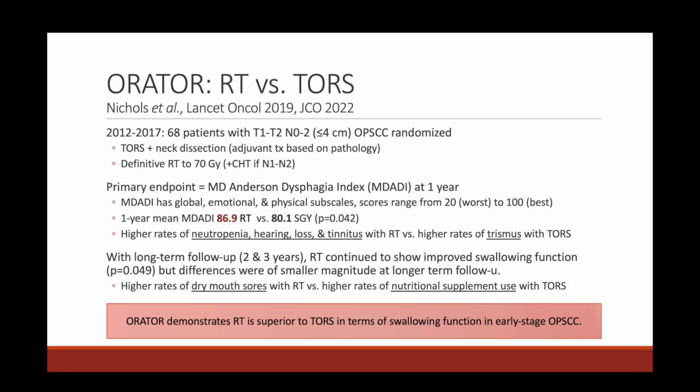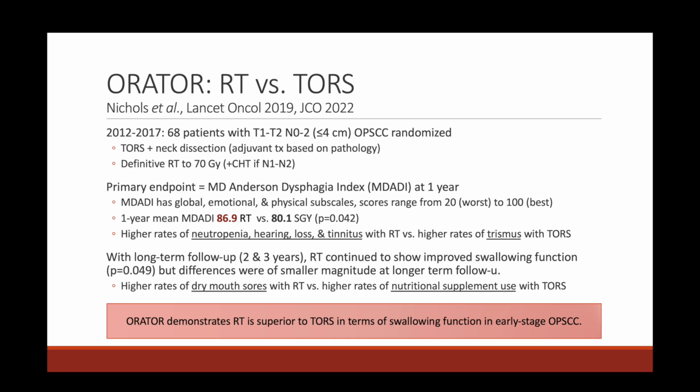And these patients had to have T1 to T2 tumors. They had to be N0 to 2, and the tumors had to be 4 centimeters or smaller. And like I said, they were randomized to surgery and neck dissection versus definitive radiation, and they did get concurrent chemotherapy if they had node-positive disease. The primary endpoint of the study was something called the MDADI score. MDADI stands for the MD Anderson Dysphagia Index, and they measured their dysphagia score at 1 year.